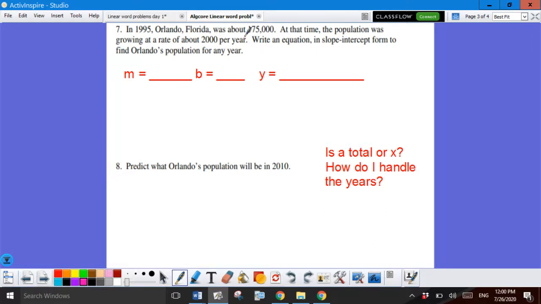Well, hopefully you realize that 175,000 was my starting point, which means this 2,000 is my slope. So y equals 2,000x plus 175,000. Okay, predict what Orlando's population will be in 2010. So I guess I have to figure out what I'm going to do with this 2010. So is that a total? Is that X? How do I handle years?